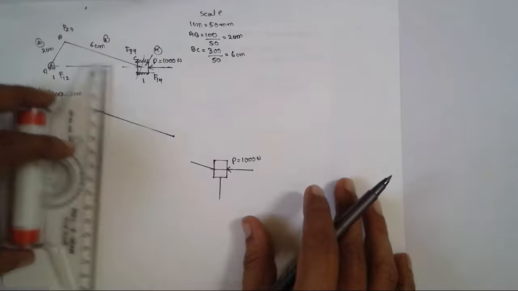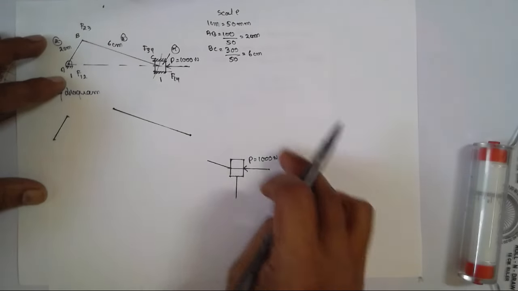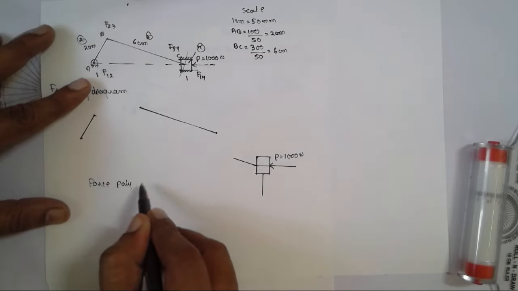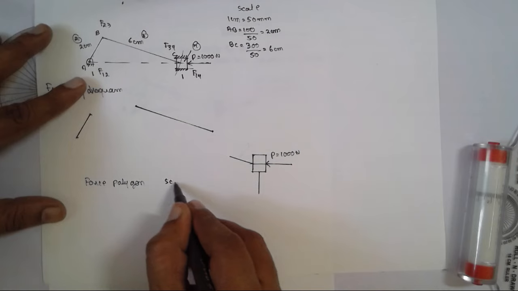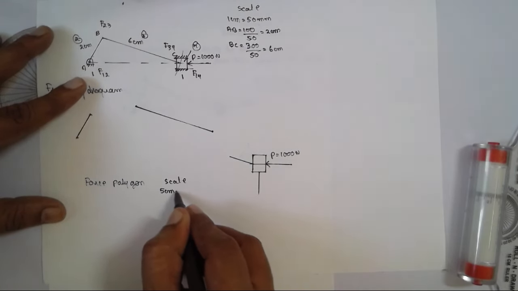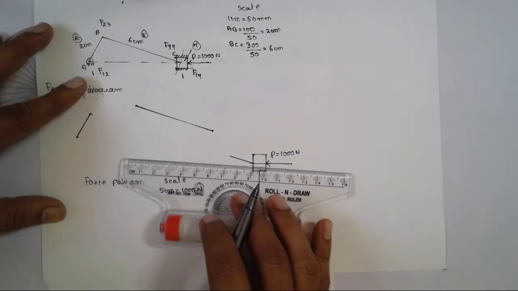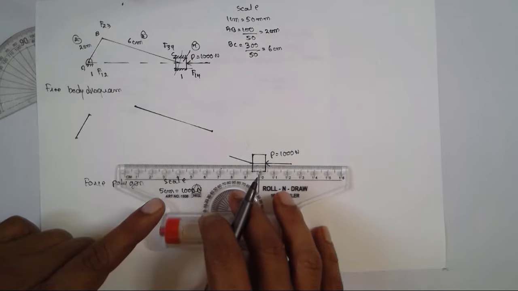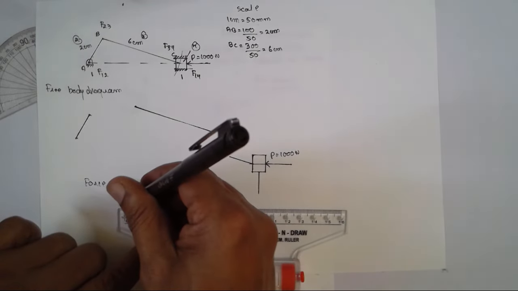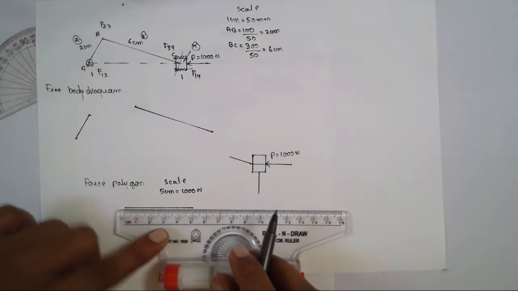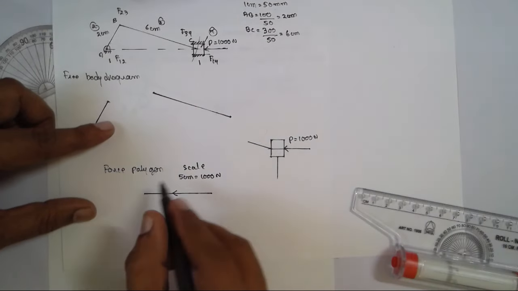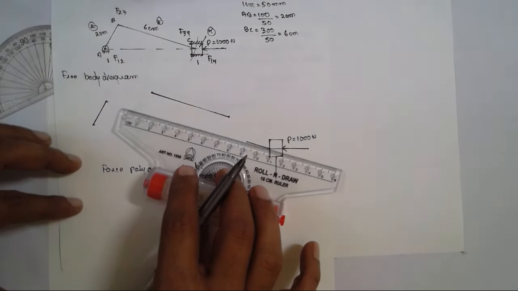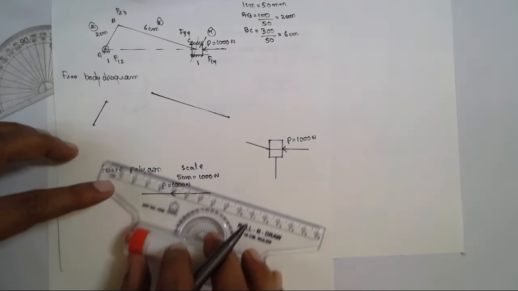Now, based upon the piston, we are going to draw the force polygon, because only this magnitude is known. Now I will consider the scale here. Scale: 5 cm is equal to 1000 Newton. Now based upon this reference line, here I will draw a 5 cm line, which indicates 1000 Newton. This is P equal to 1000 Newton. Now I know this line. Now I will draw a line here from this point.